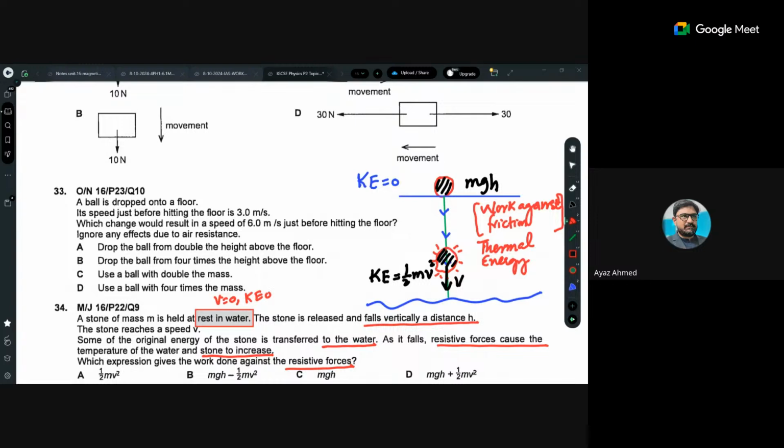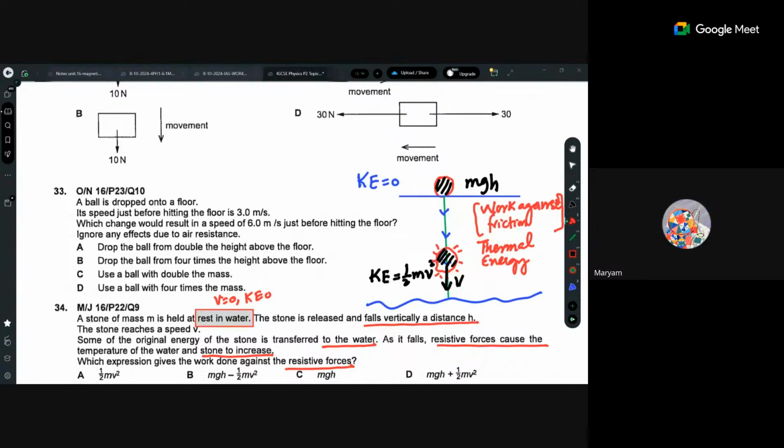Because when you are working against friction, as I asked you in that question of brakes, when you apply the brakes, why do the brakes get hot? Why do they get warm? When they get warm, they release thermal energy, because there is work done against friction. When we apply the brakes, we work against friction, and due to that, heat energy is produced, right?